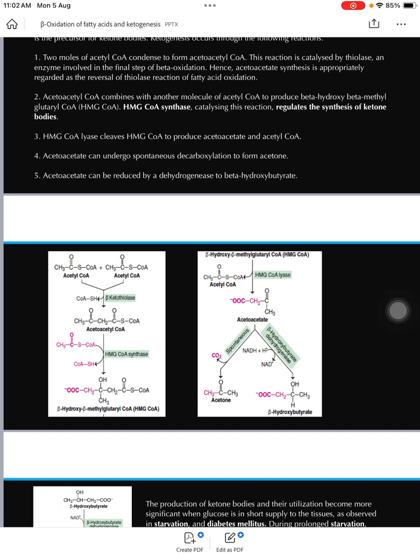Acetoacetate can undergo spontaneous decarboxylation to form acetone. Fifth step, acetoacetate can be reduced by a dehydrogenase to beta-hydroxybutyrate.